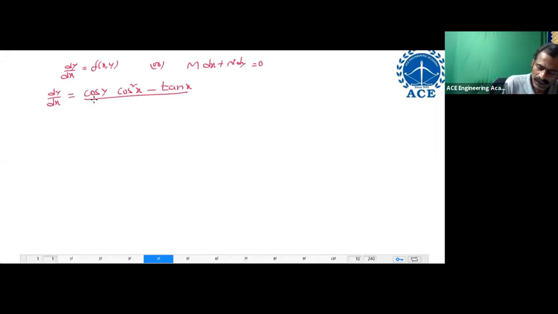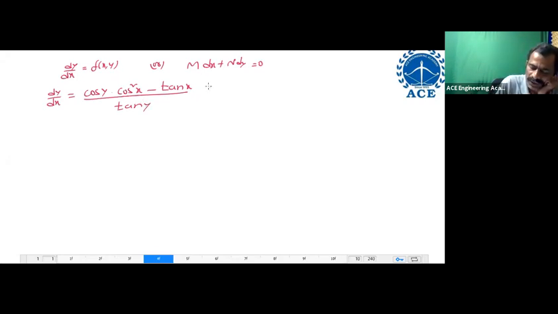Now here I would like to tell you how to choose the method depending on the problem. Whenever a first order first degree differential equation is given, first we should write the differential equation in any one of the standard forms. Now I am writing the derivative form. cos y cos square x minus tan x divided by tan y. This is one of the general forms.